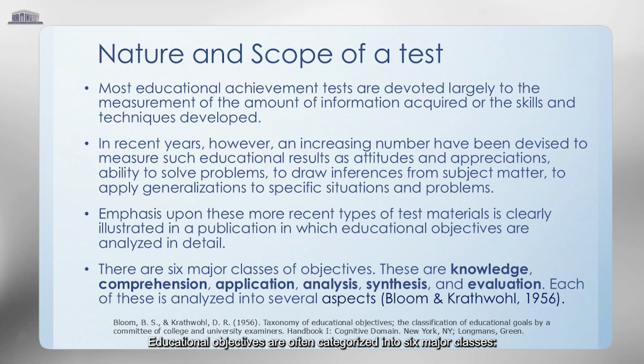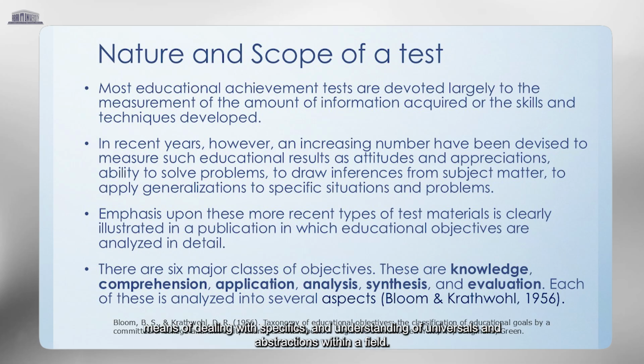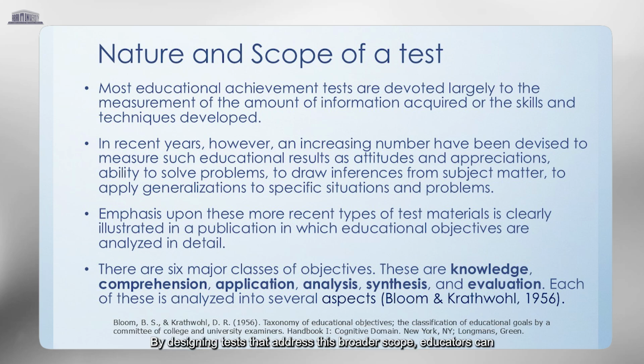Educational objectives are often categorized into 6 major classes: knowledge, comprehension, application, analysis, synthesis, and evaluation. Each of these categories can be further analyzed into several aspects. For instance, knowledge may include knowledge of specifics, ways and means of dealing with specifics, and understanding of universals and abstractions within a field. By designing tests that address this broader scope, educators can gain a more comprehensive understanding of student learning and achievement.